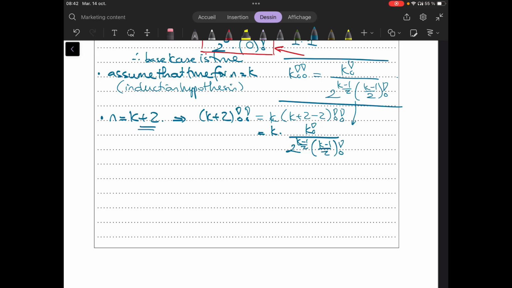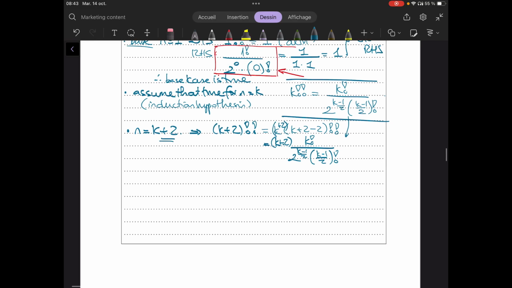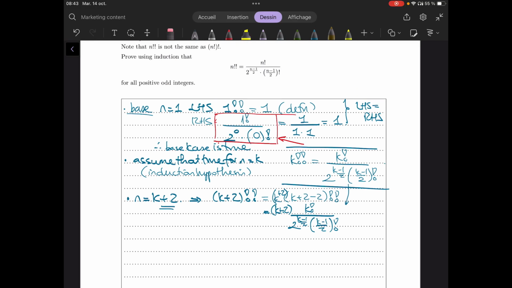Where do we go from here? Oh, this should be k plus 2. It's always a good idea to remind yourself of where you're going to. In this case, we are trying to prove that this result is true when n is equal to k plus 2. So let's just write it out. So this is what you are trying to prove.